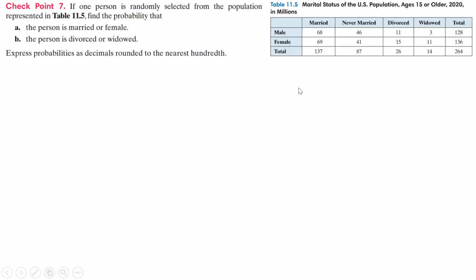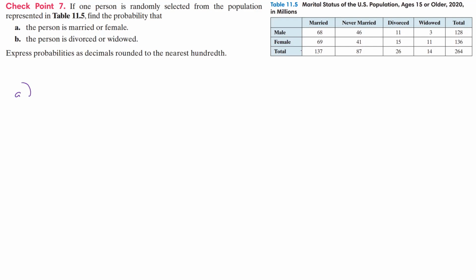All right, let's go to another one. If one person is randomly selected from the population represented in this table, find the probability the person is married or female, and the person is divorced or widowed. All right, so for A, married or female. Married is going to be in this column here, and female is going to be in this row here.